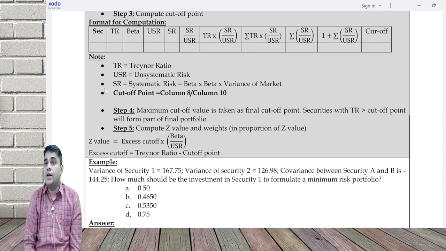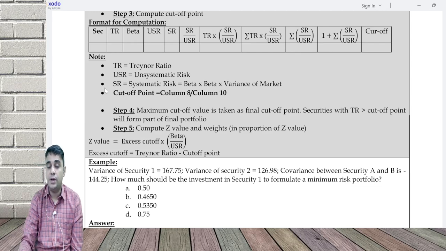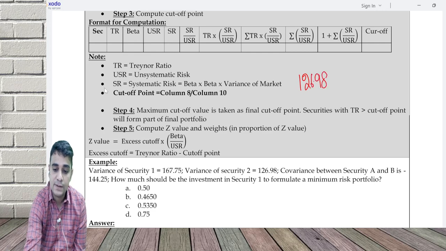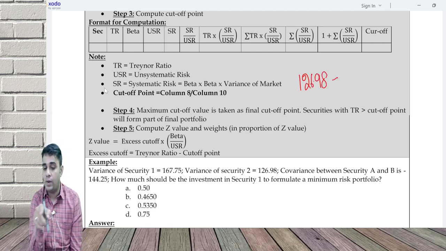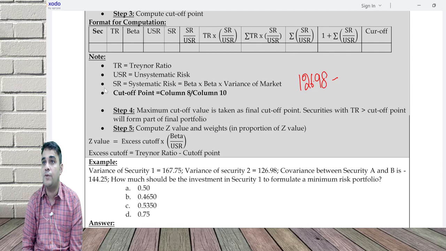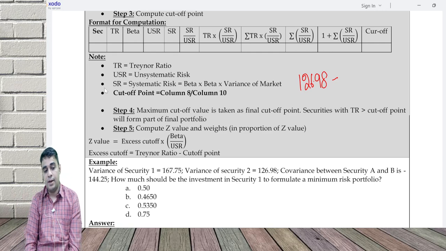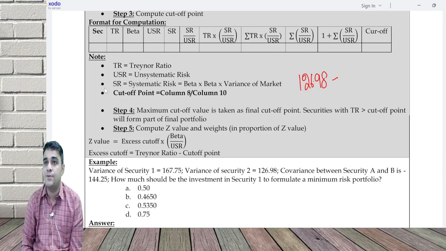Weight of security 1 is equal to variance of what? Security 2. What is the variance of security 2? Minus covariance. Minus of minus. Okay, covariance is negative there. Maybe you don't see that minus there properly, but it's negative. That minus 144.25 is not properly written there. I should have corrected it, but okay, that is minus 144.25.